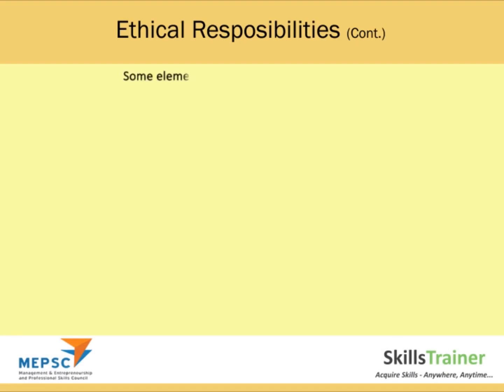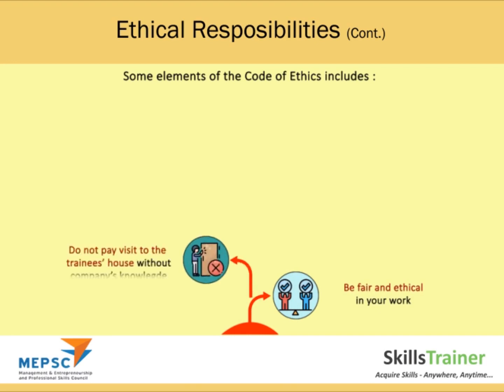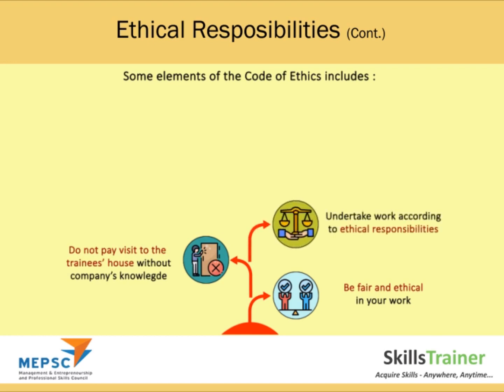Some elements of the code of ethics include: be fair and ethical in your work. Do not conduct personal level dealings with trainees. Do not pay visits to the trainee's house without company's knowledge. Practice organization policy on confidentiality. Undertake work according to ethical responsibilities. Do not try to influence the assessments in any manner.